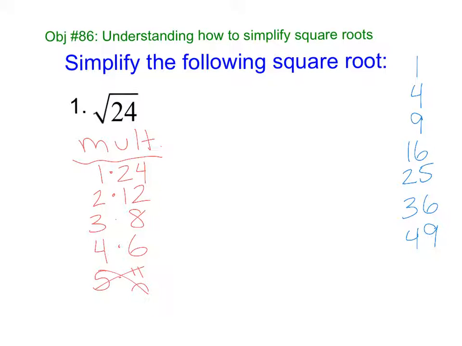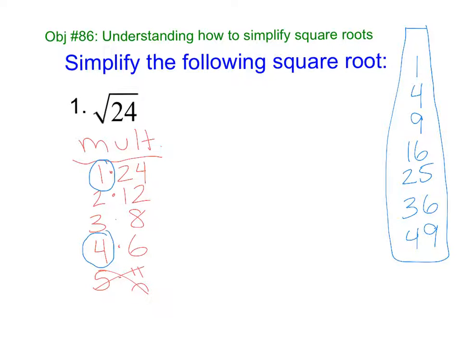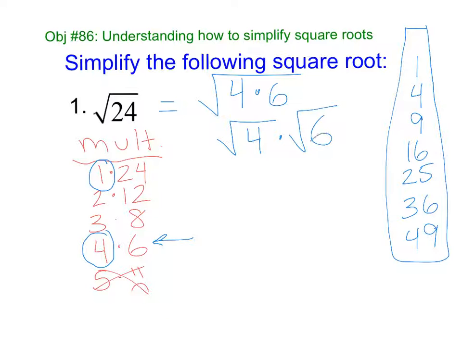So now I'm going to go through and look which of these numbers are in that list. Well, the 1 is in the list and the 4. So we want to use the biggest perfect square we see. So we're going to use the 4. So we're going to rewrite 24 as 4 times 6. Okay? So that's the square root of 4 times the square root of 6. But what's the square root of 4? The square root of 4 is 2. Do we know the square root of 6? No, so we rewrite it. And that is our simplified answer. Done.